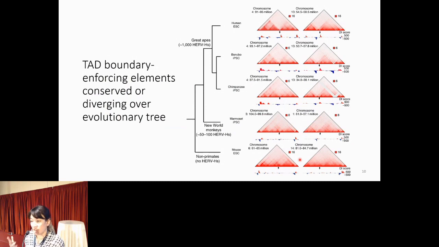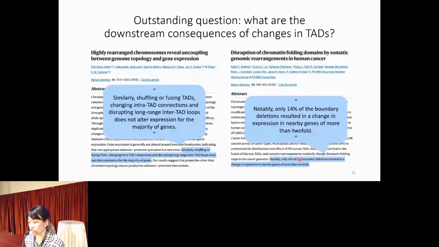So while we have much anecdotal evidence that TAD scale structural changes have downstream consequences, it's still an open question, when we look at genome-wide data, when exactly it plays a significant role in changing gene expression. So here we have two recent publications, one demonstrating that changes at the TAD level don't really seem to affect the majority of gene expression levels, or only 14% of the boundary deletions resulted in change in expression in nearby genes.